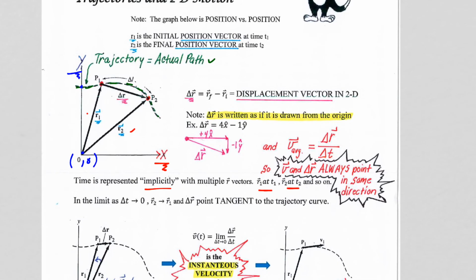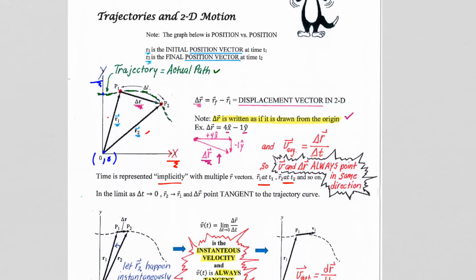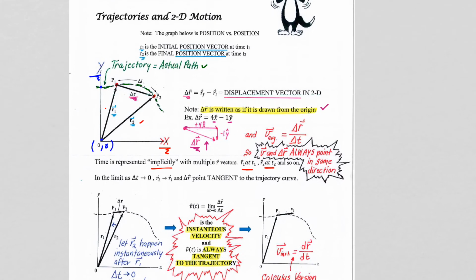So our delta r vector is given by the vector arrow from P1 to P2, and notice the delta r value is always written as if it is drawn from the origin. So that's why the delta r vector, for example, might have a value given by 4x minus 1y, and we would draw it as if we draw it from the origin. So this vector, its length and its direction, will be the same as the vector delta r up here. Really important.